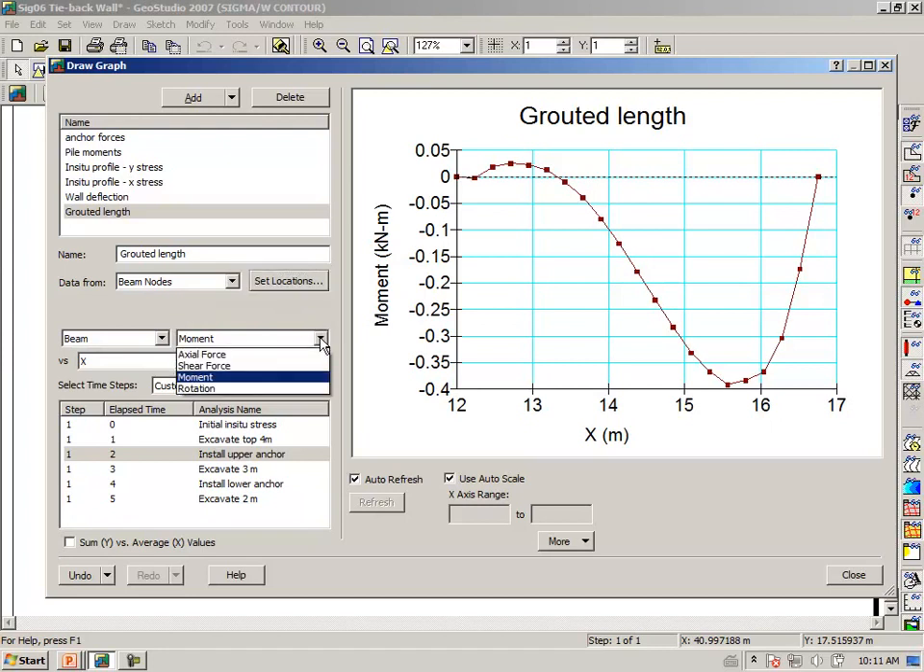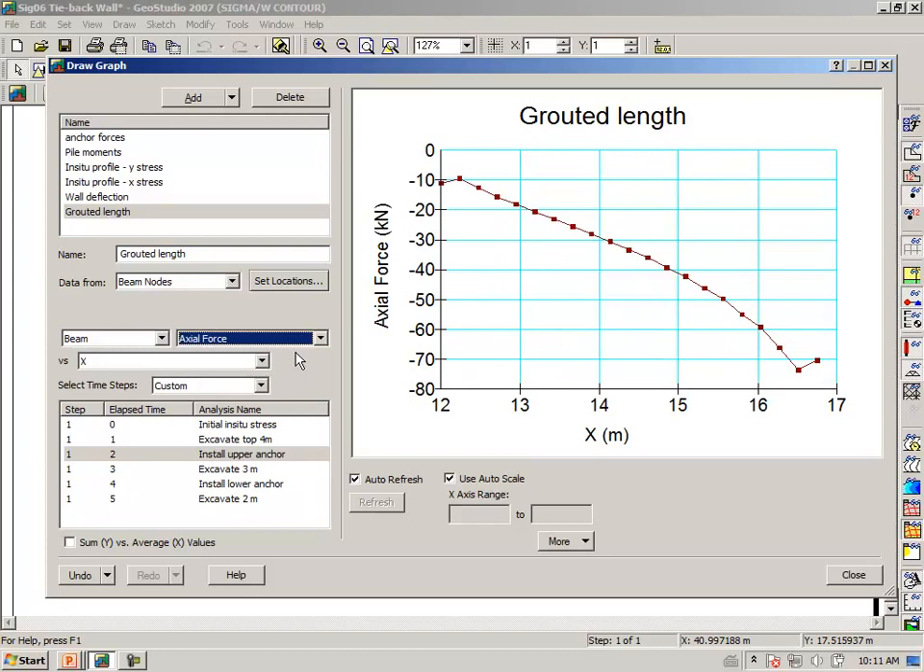But more interesting is the axial force in the grouted length. And we notice that at the far end of the grouted length, the force in the bar is almost zero, increasing to some maximum at the front where the free length is hooked to the grouted length. It's interesting that the force in the grouted length is obviously not a constant, and this is one of the great benefits of doing a soil structure interaction, that we can look at variation in force in a grouted length, for example.